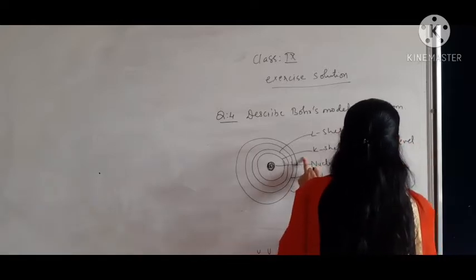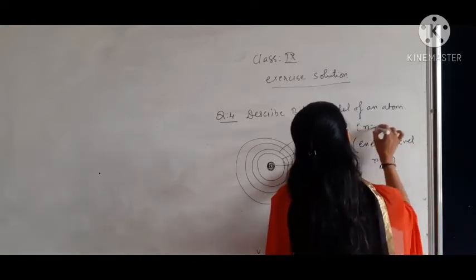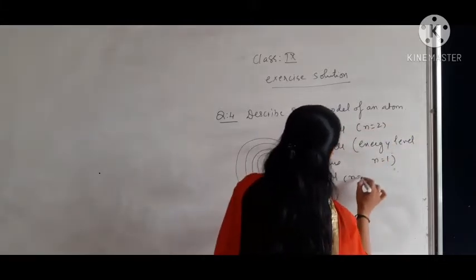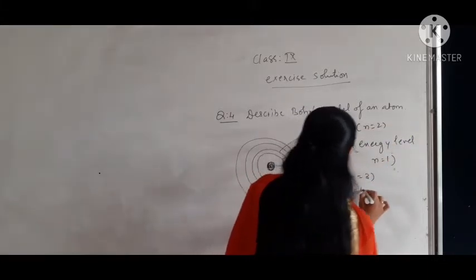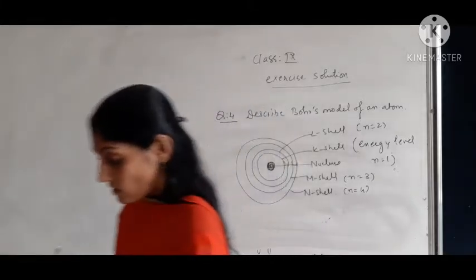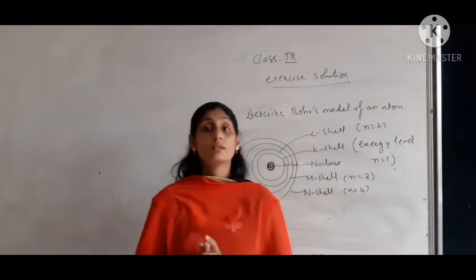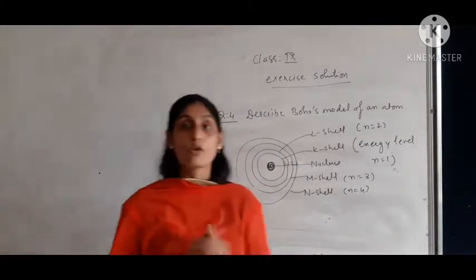N is equal to 1. Here N is equal to 2, then it is L shell. N is equal to 3, then M shell, and N is equal to 4, then N shell. So these are the particular descriptions of Bohr's model of an atom.